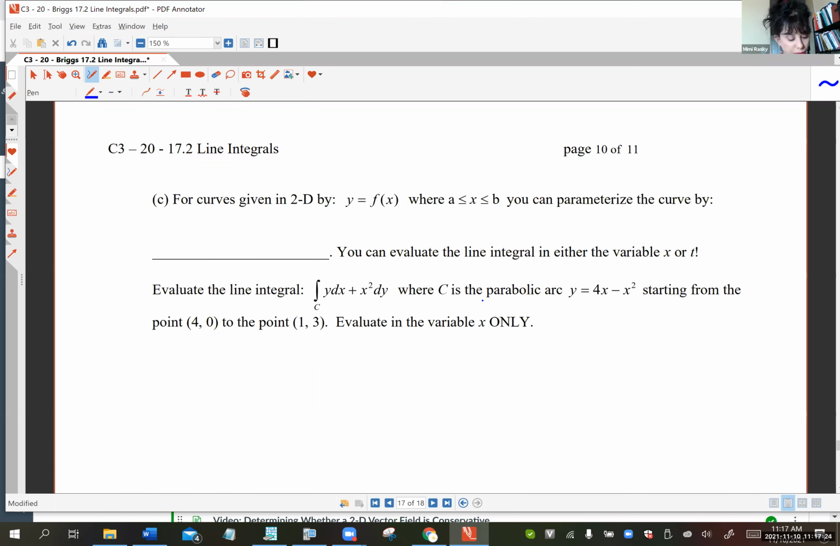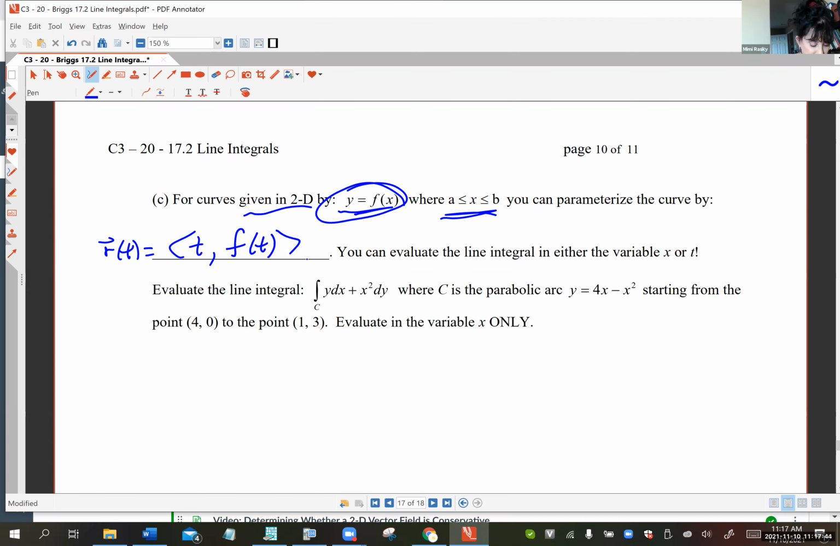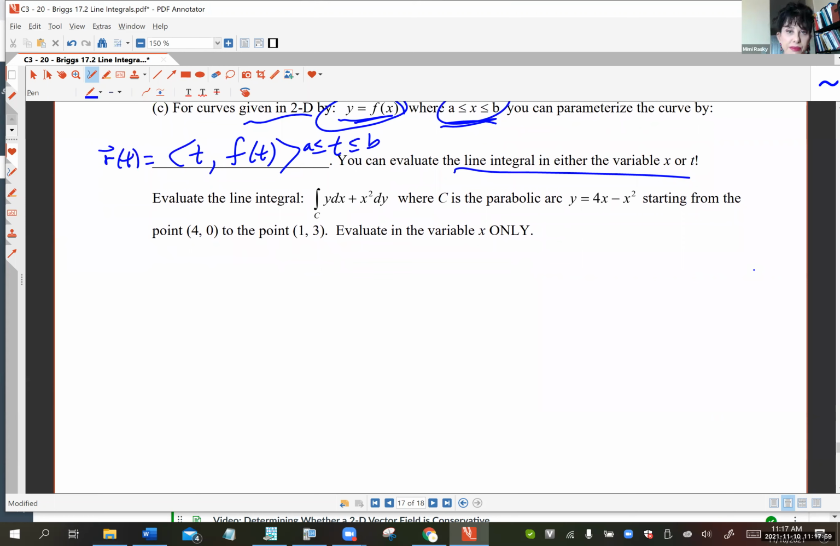So first, let's look at this next problem. For curves given in 2D, if you have y equals f of x, where x goes from something to something, it's really easy to parameterize the curve because for functions of x, you just let x be t, and then whatever y is, it's f of t. And then you use time going from a to b because t and x are the same thing. So you can evaluate the line integral in either x or t. It's going to work out. That's kind of nice. Now, I haven't gotten to the thing that's weird yet, so we're getting there.